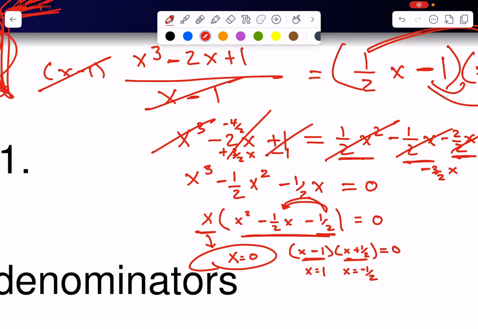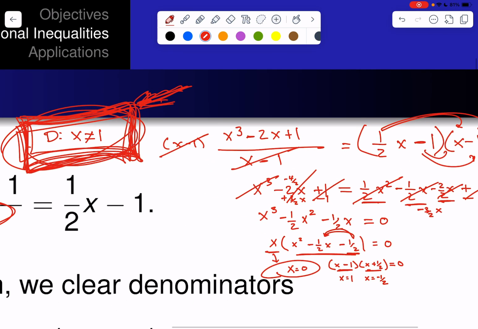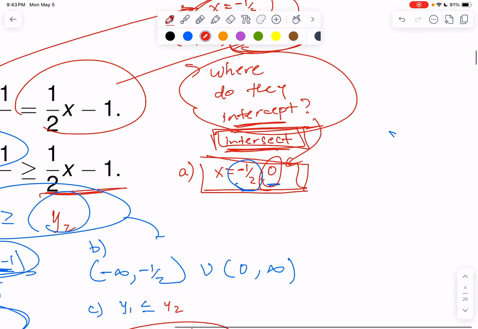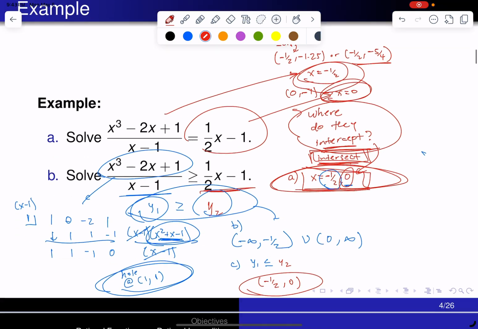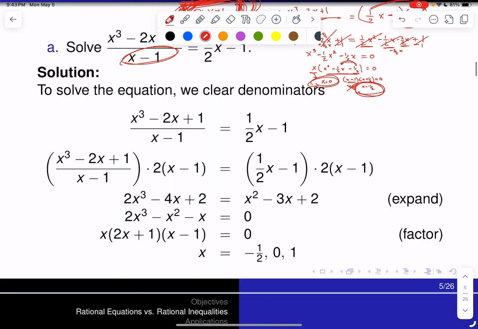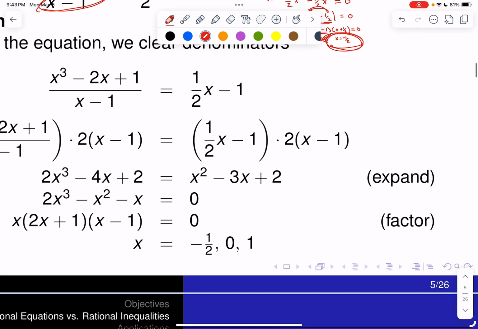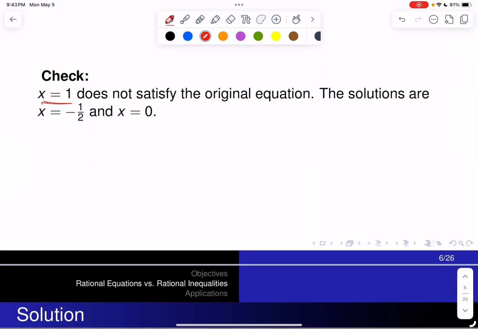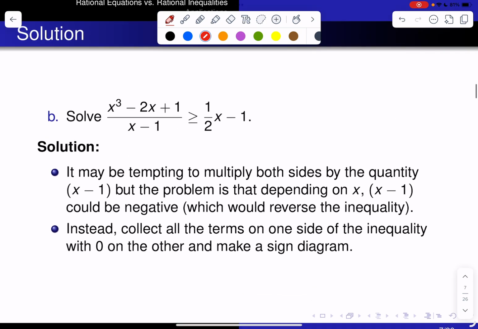But remember what we said. x cannot equal 1. So we have to throw that solution out. So then the answer is 0 and negative 1/2, which is the same thing we got with the calculator. And they did all that, and then, I don't think they did a good job because they should throw out the 1. Oh yeah, check, x equals 1 does not satisfy the original equation, so it's negative 1/2 and 0.